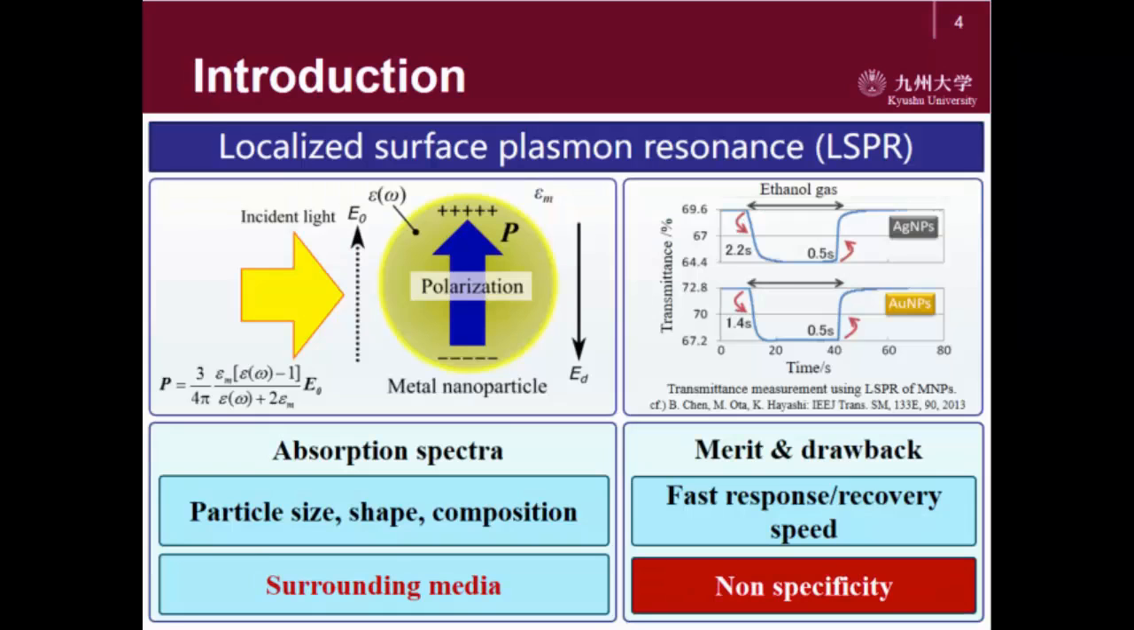My sensor is an LSPR sensor, and the mechanism of the LSPR sensor is shown in this slide. By this formula, we can know that the absorption spectrum depends on the particle size, shape, composition, and the surrounding media. So this method could be applied in developing chemical sensors and biosensors. The advantages of LSPR sensors are faster response and recovery speed, but LSPR sensors are not specific sensors.